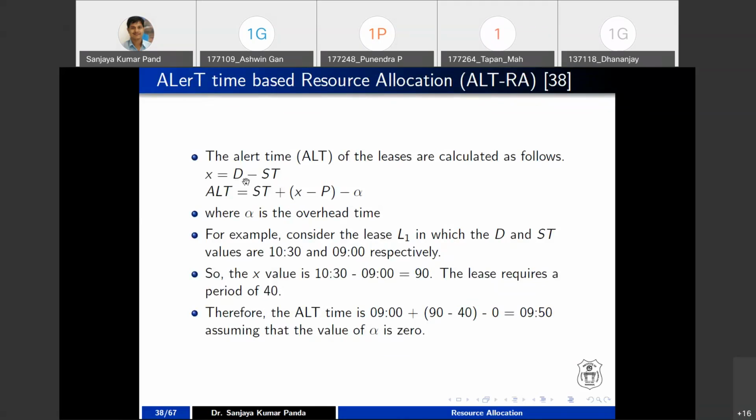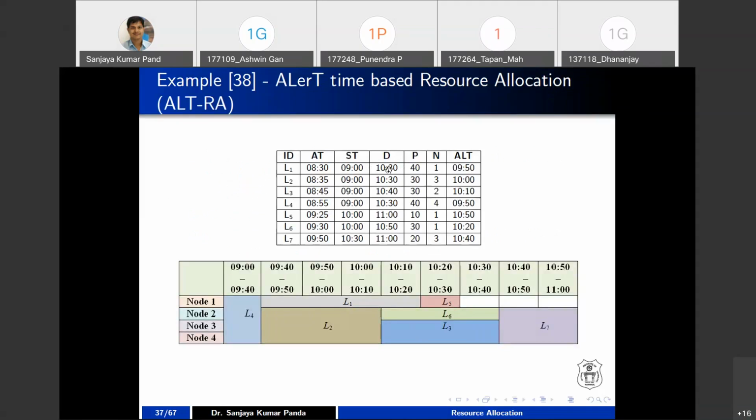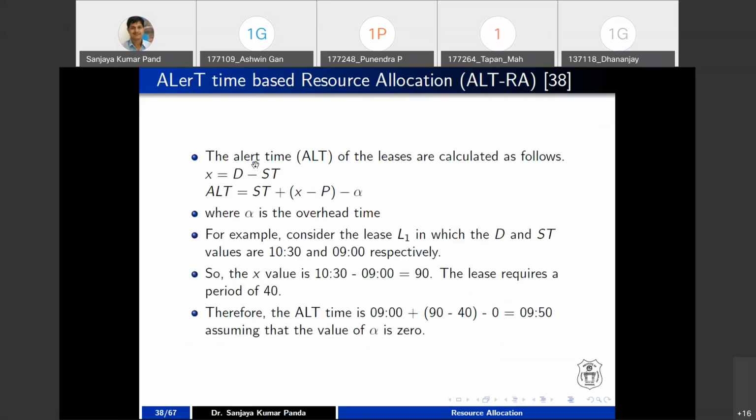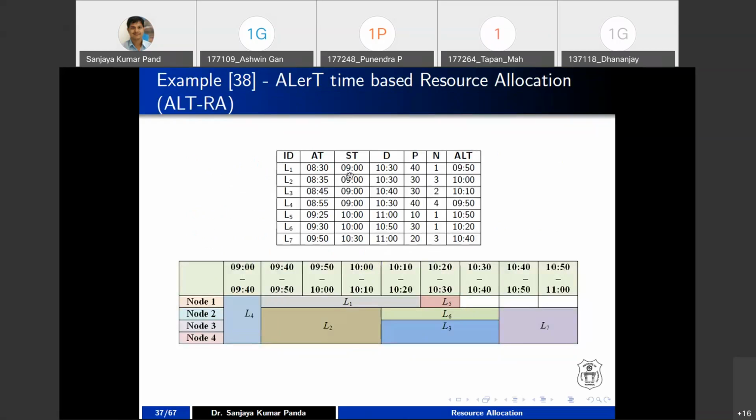That is nothing but x is equal to deadline minus start time. Here you can see some comments. People are asking how you can subtract 10:30 and 40, since 10:30 is in time format and 40 is in a decimal format, a plain value, so you cannot subtract it. If you interpret it correctly, you have to subtract deadline minus start time. The deadline minus start time is nothing but your 90 minutes, 10:30 minus 9, both in time format.